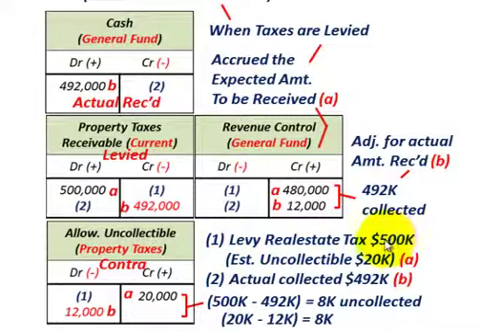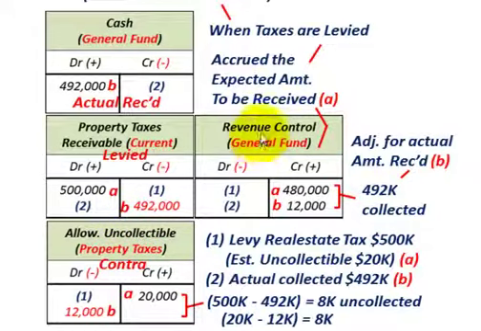So let's start with our case here where we're going to levy a real estate tax of $500,000, and along with that we estimate that there's going to be an uncollectible amount of $20,000 of the $500,000 real estate tax levied. So let's look at our entries here. Starting out with our property taxes receivable, again the current portion, we would debit that for the $500,000 worth of taxes that are levied. And then along with that, we have to set up our allowance for uncollectible property taxes. We're estimating that to be $20,000, so credit that for $20,000. It's a contra account to the property taxes receivable, so it would be reducing our property taxes receivable.